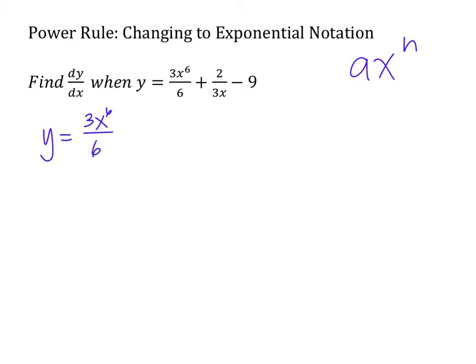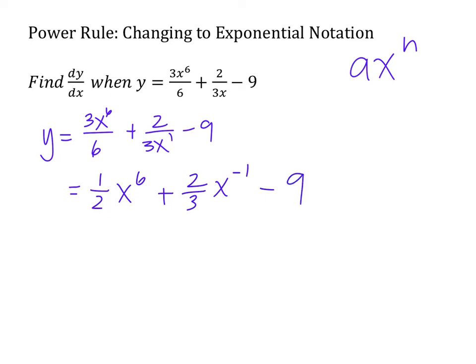3x to the 6 over 6 plus 2 over 3x minus 9. This I'll simplify. 3 over 6 is 1/2. x raised to 6, that's in the numerator, so I don't need to touch it. Plus 2 over 3. x is now x to the 1 in the denominator, right? So that's equivalent to x raised to -1 in our numerator. If you're unsure about properties of exponents, this is something that you do want to get very comfortable with. I have a video on my YouTube for it if you want. Otherwise, there's a lot of videos on YouTube. And then minus 9.